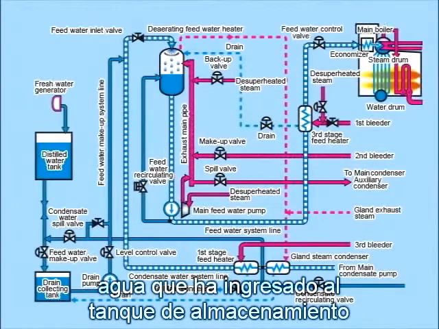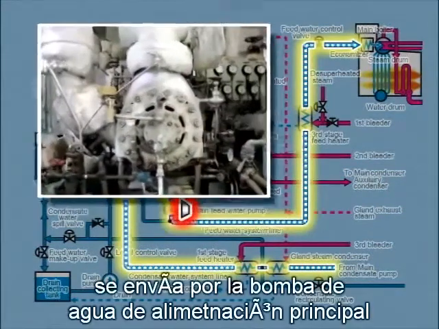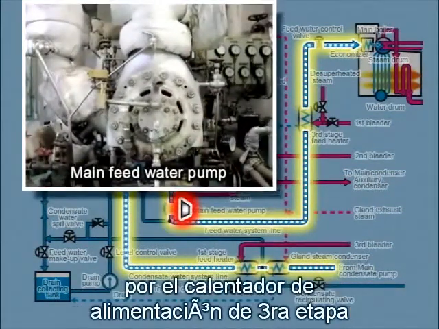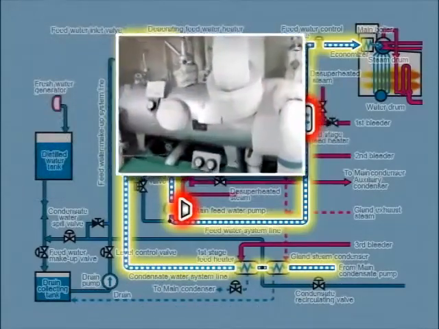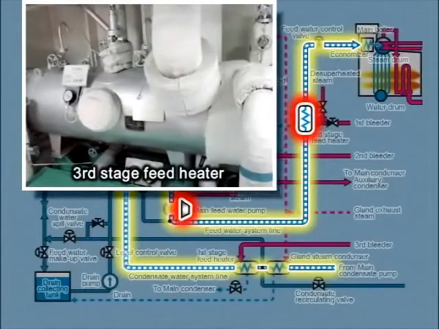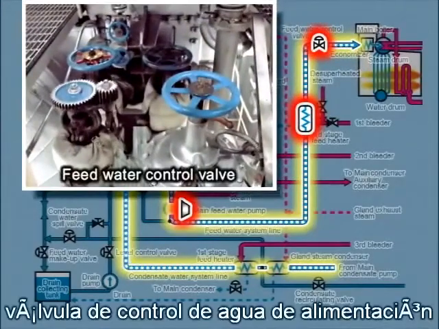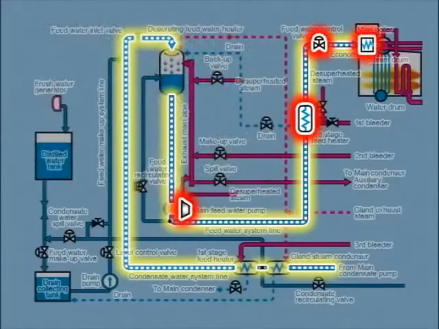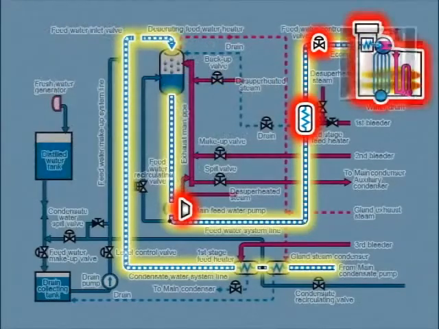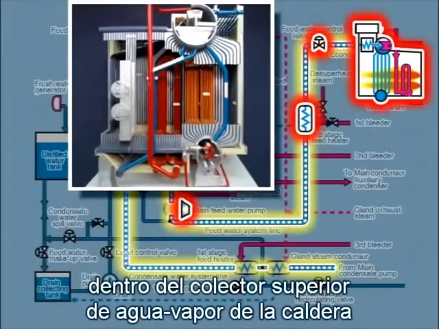Water that has exited the storage tank is called feed water. It's sent by the main feed water pump via the third stage feed heater, feed water control valve, and economizer into the main boiler steam drum.